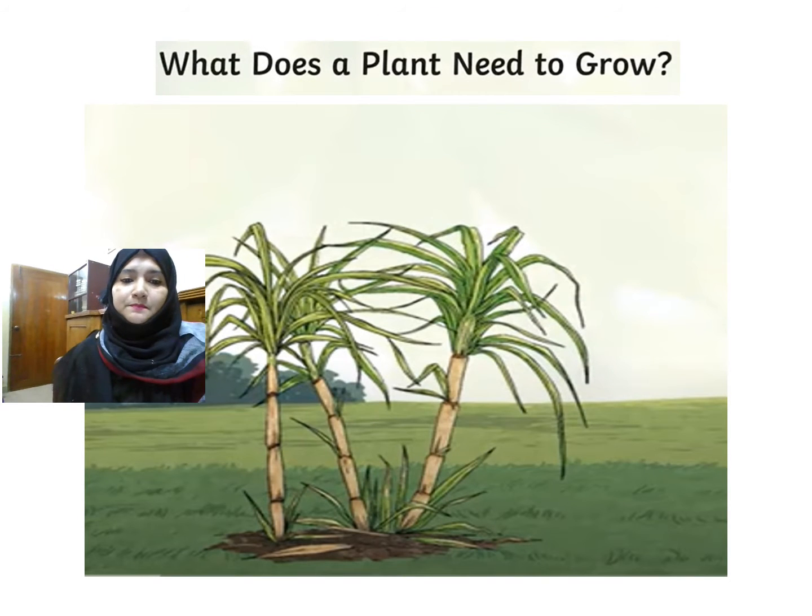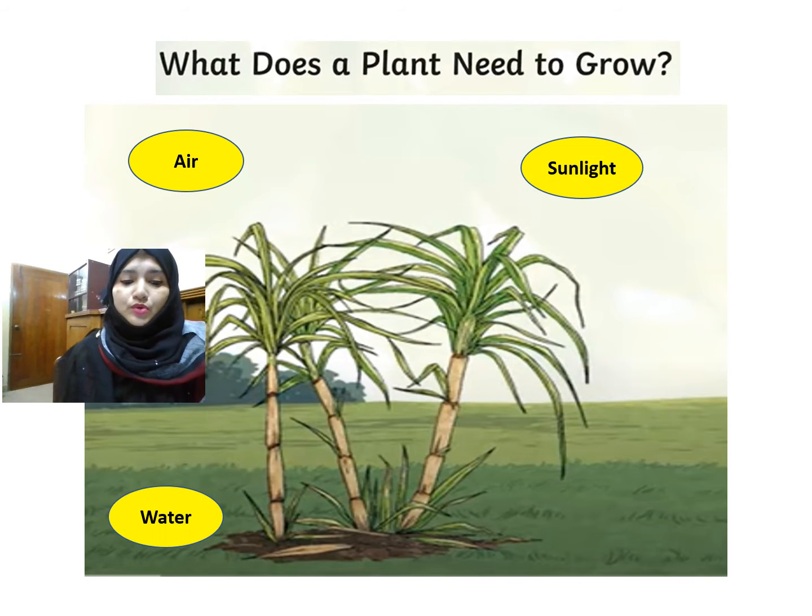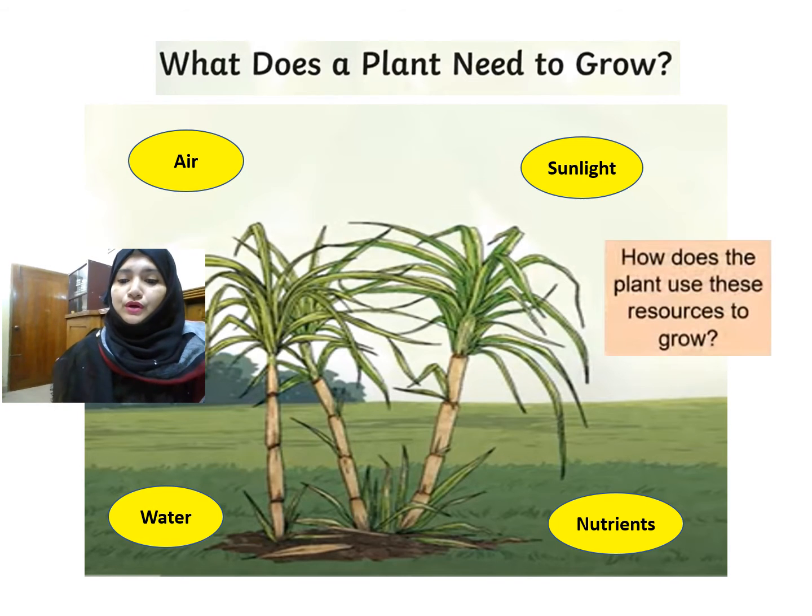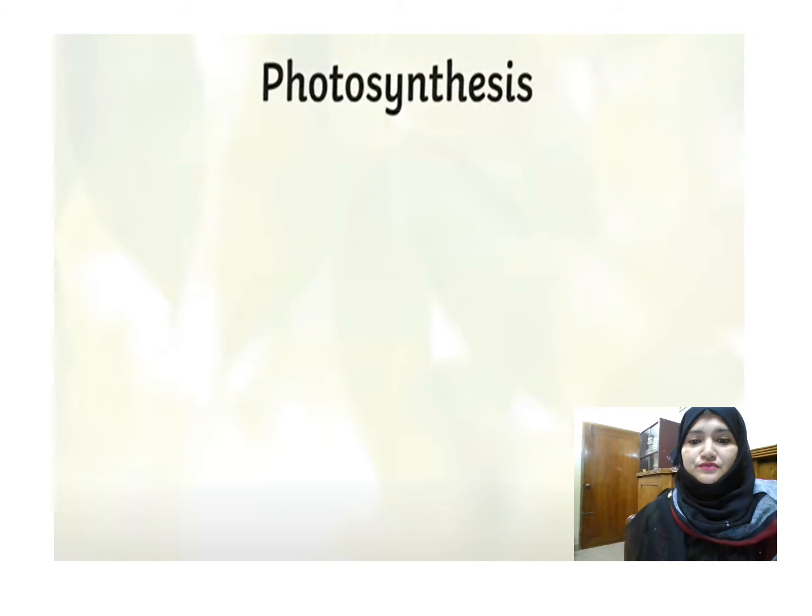Now, let's recap. What does the plant need to grow? Try to remember, students: a plant needs air, sunlight, water, and nutrients to grow. Now we have to know how the plant uses these resources to grow. At first, take a close look at photosynthesis. This is the process by which plants can produce their own food.